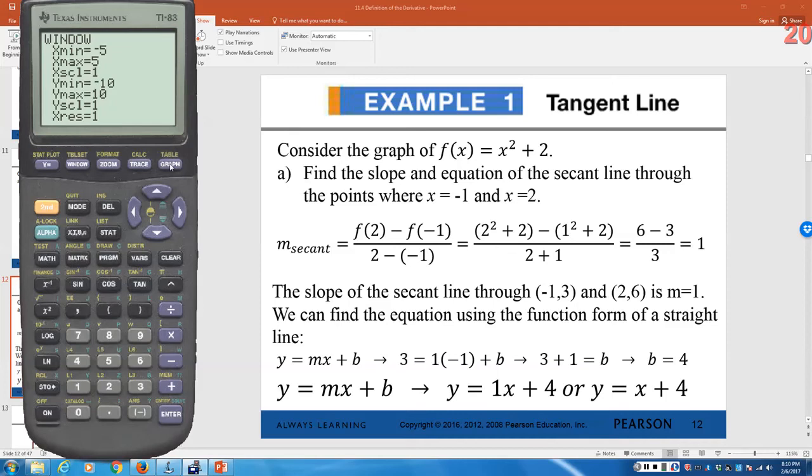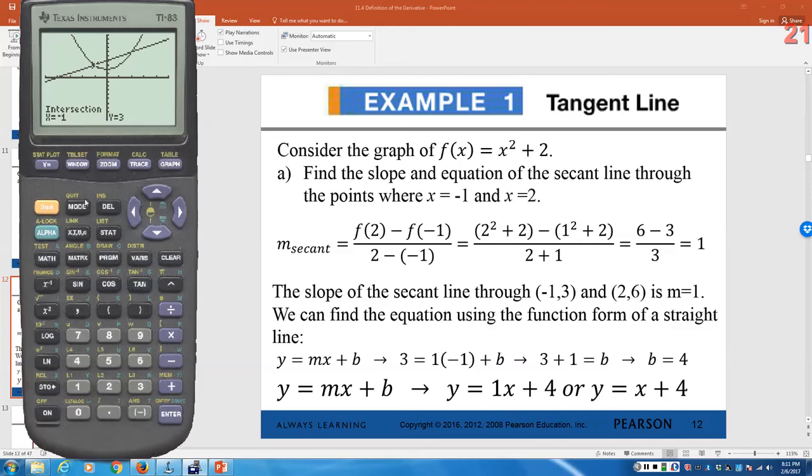And then we'll just look at the graph. So there's your curve, and there's your secant line, okay? And if you want to verify that the intersection points are -1, 3 and 2, 6, then we can verify that by going second, trace, down to intersect, and hit enter 3 times. And it says one of the intersection points that's on both the curve and the line is -1, 3.